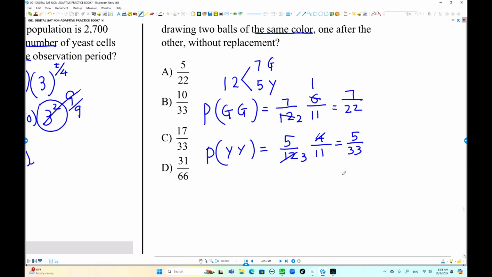So both the probabilities should be added up, okay? So what's 7 over 22 plus 5 over 33, right? The common denominator is 66, isn't it? 66 times 3, 21, 66 times 2, each side is 10, right? So 31 over 66 is the answer, okay?